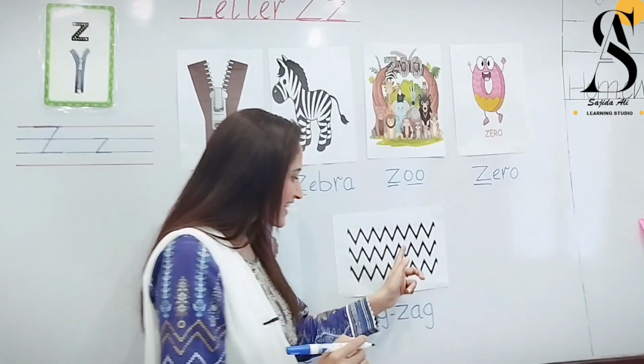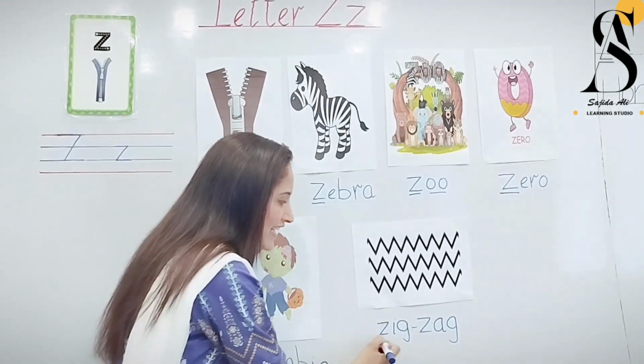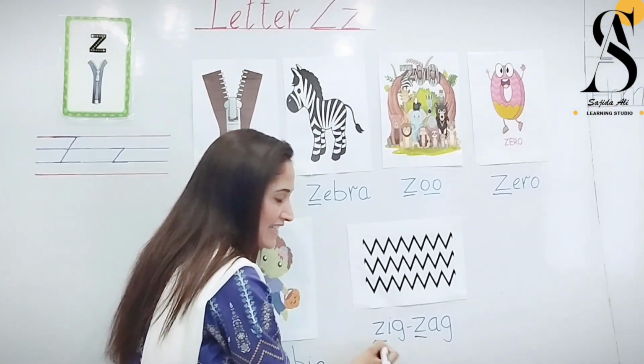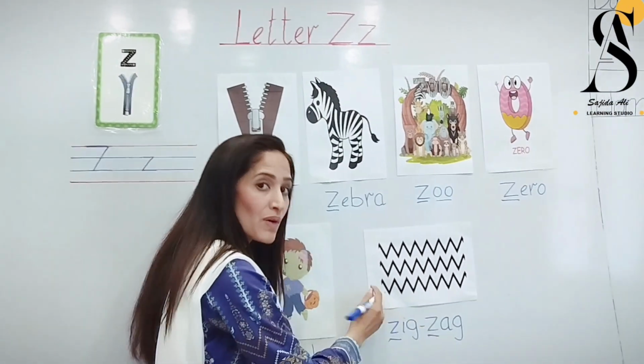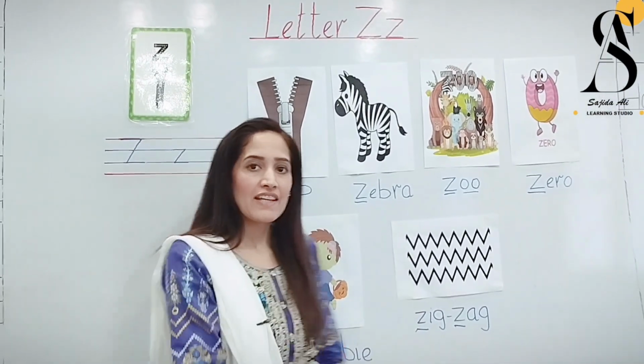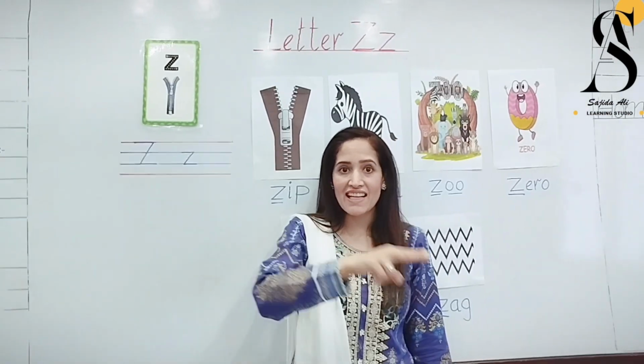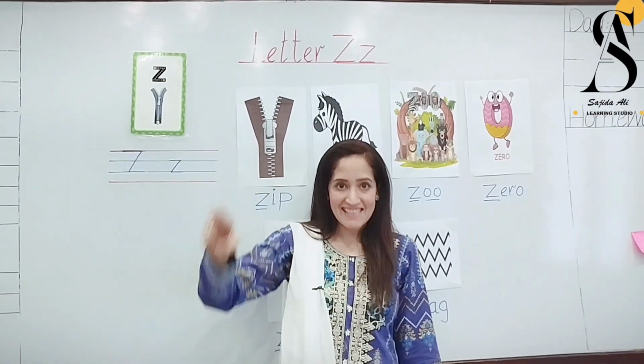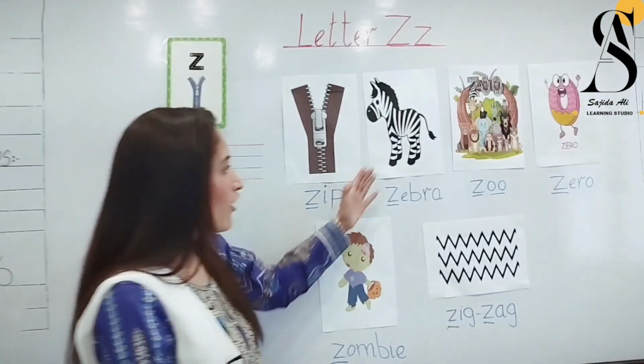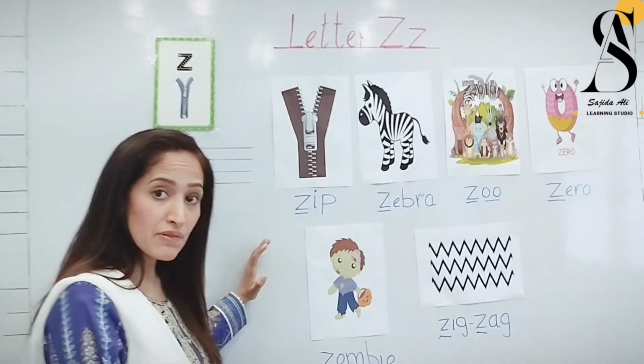And here you can see it's a zigzag. Zigzag. What's this? Zigzag. You can make it with your fingers. Zigzag. Come on, try it again. Zigzag. So these all things have Z sound in them.